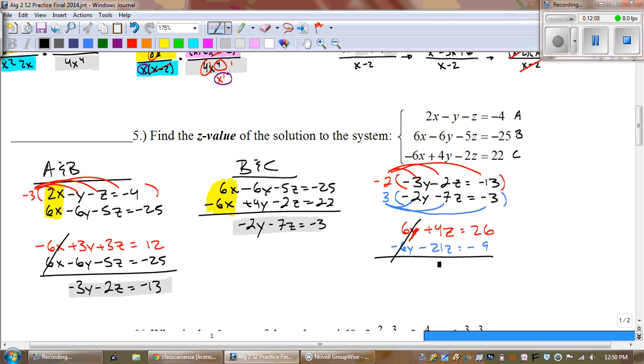Okay, and just like we wanted to, those cancel. We get negative 17z equals, well, what's 26 minus 9? Well, 26 minus 9 is positive 17. And when we divide both of these by negative 17, well, I'm sorry, that's a positive 17. Whoops. Anyways, a negative divided by a positive gives us a negative 1. So thankfully, that's all we had to find. So we can say that z equals negative 1.